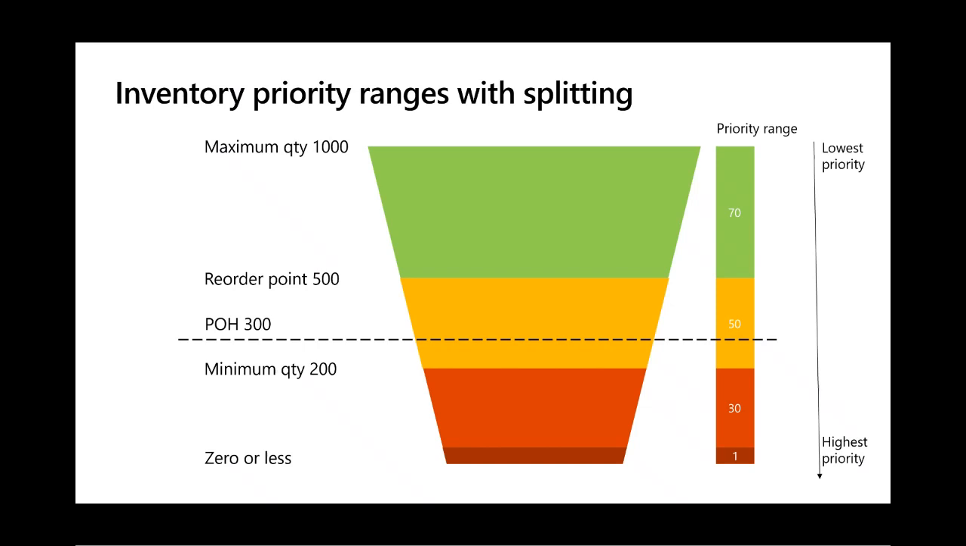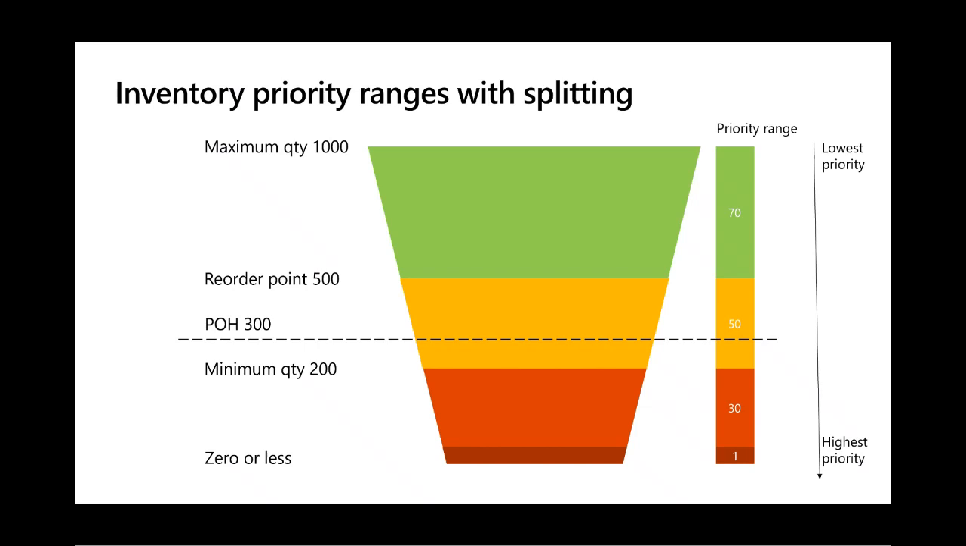I will then get a second requirement, which is from my reorder point to my maximum for a quantity of 500 and a priority of 70. So what this is allowing us to do is break the quantity that belongs in each priority range into its own requirement and use the priority range's priority value to drive the priority for that chunk of inventory.